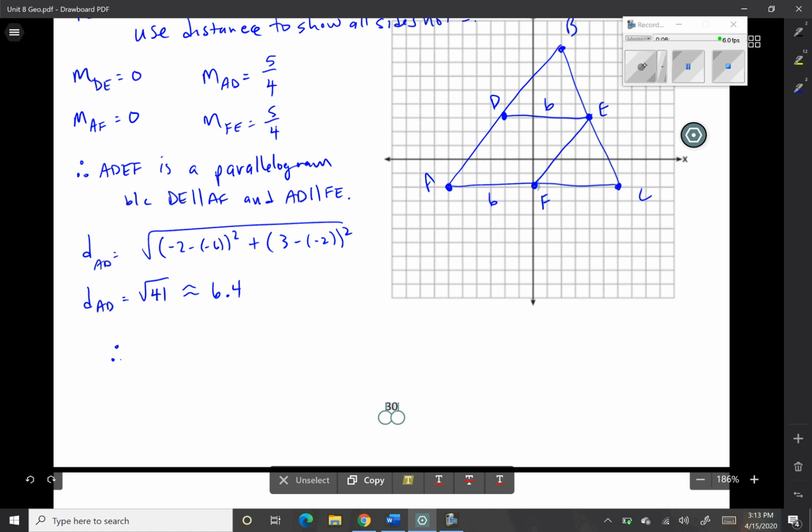So I can say, therefore, ADEF is not a rhombus because all sides are not congruent. Because one of the things we know about a rhombus is all the sides have to be the same length. Since they're not, we know it's not a rhombus.